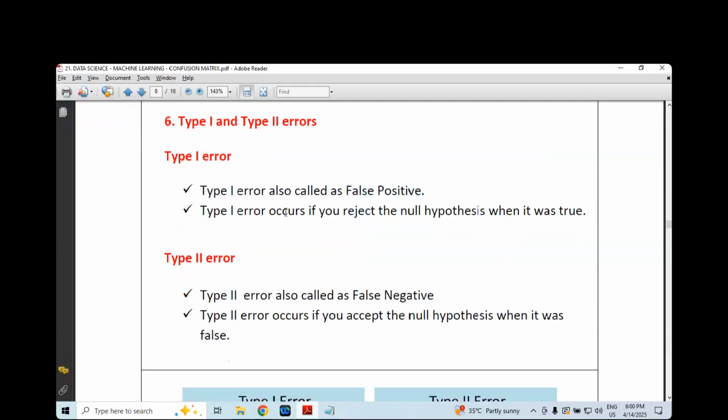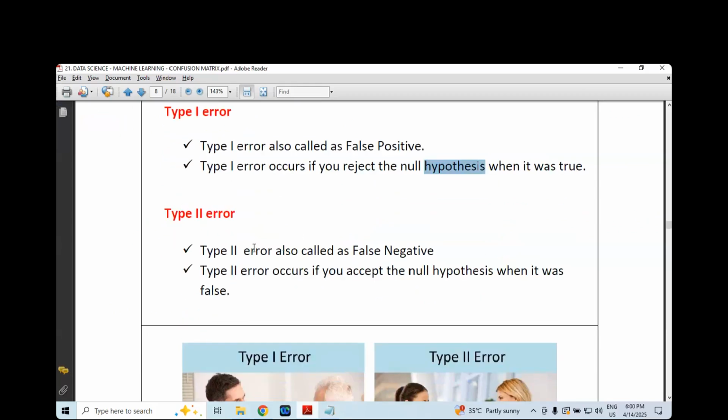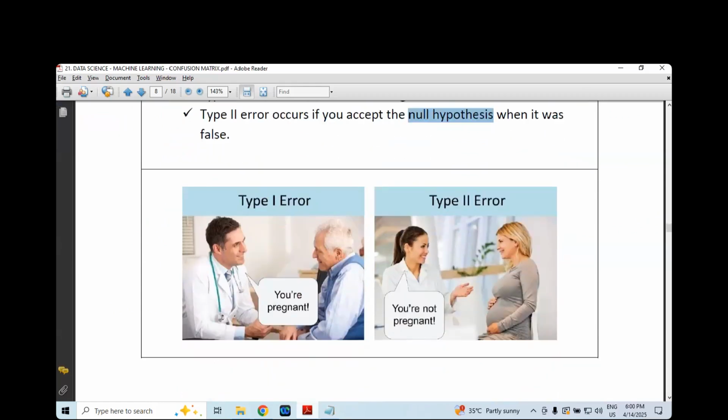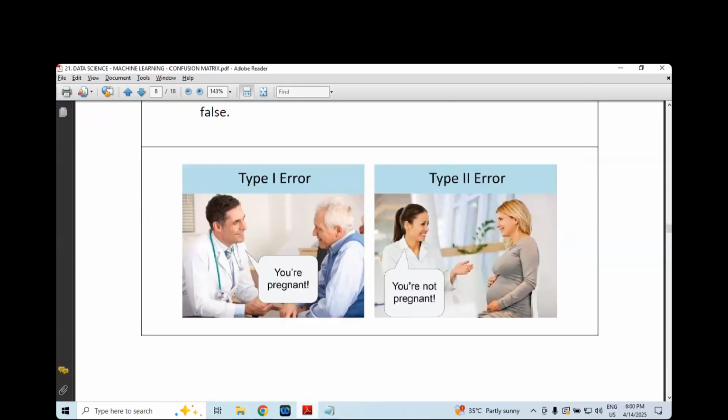Type 1 error occurs if you have rejected the null hypothesis when it was true. During the project, I will cover what hypothesis means. Hypothesis means proposed explanation. The next one, type 2 error, also called a false negative. Type 2 error occurs if you have accepted the null hypothesis. Look at this one. What is the doctor telling? You are not pregnant actually. This one is a type 1 error. This one will be a type 2 error actually.